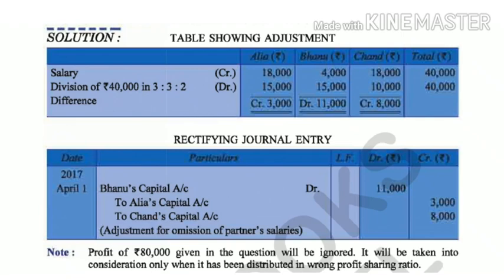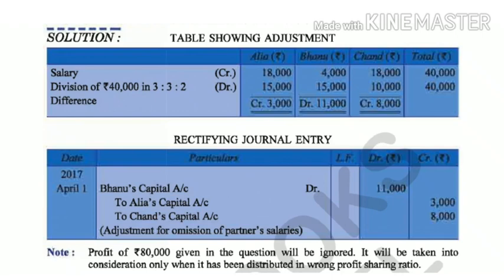Now what will you be doing for the same? First of all, you prepare a table showing adjustment, known as the adjustment table. In this table, you will have four columns. First is the particulars column, then the partners columns, Alia, Bhanu, Chand, and last is the total column. In the particulars column, you will be correcting the mistakes which you have made. Okay, what was the mistake? First, the salary was not given to the partners. So what was the salary that was to be given? Alia and Chand were to be given 1500 per month as salary.